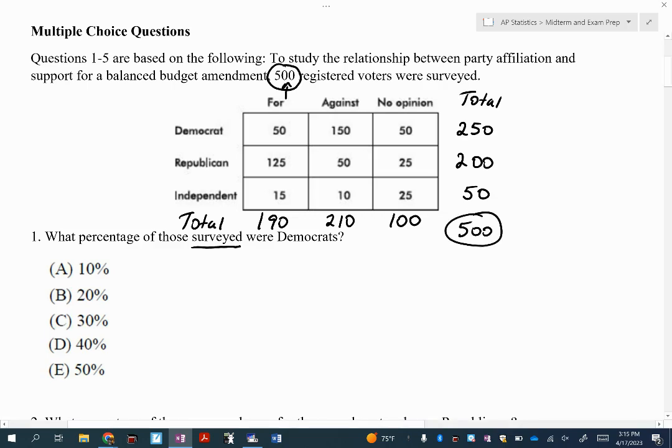All right, so when it says what percentage of those surveyed, what's going to be my denominator? 500 is right. And how many were Democrats out of those 500? 250. Probably don't need a calculator for this one. 250 out of 500 is 50%. Questions on number one? Everybody okay with that? Okay. Let's go to number two.